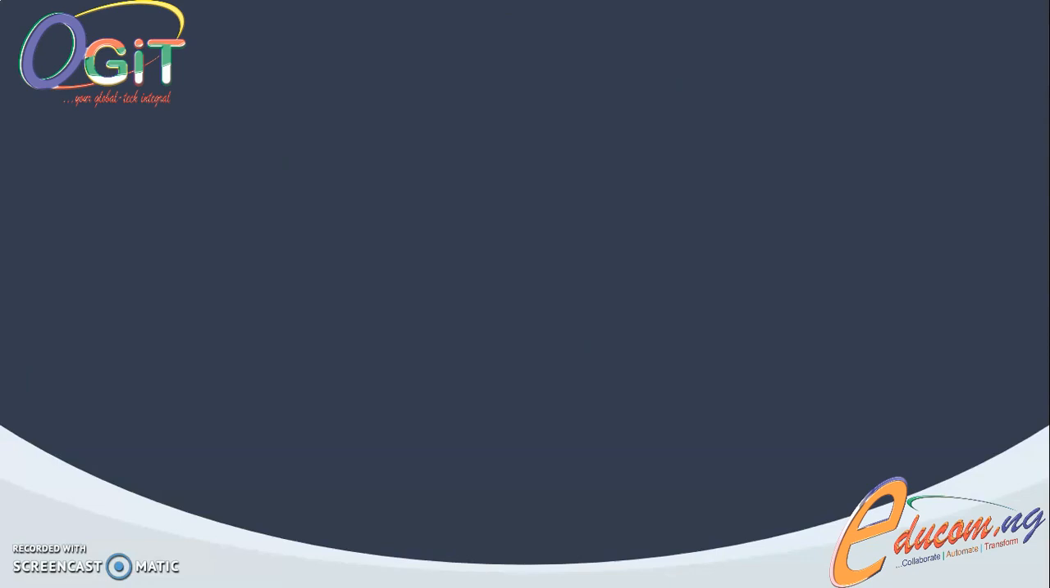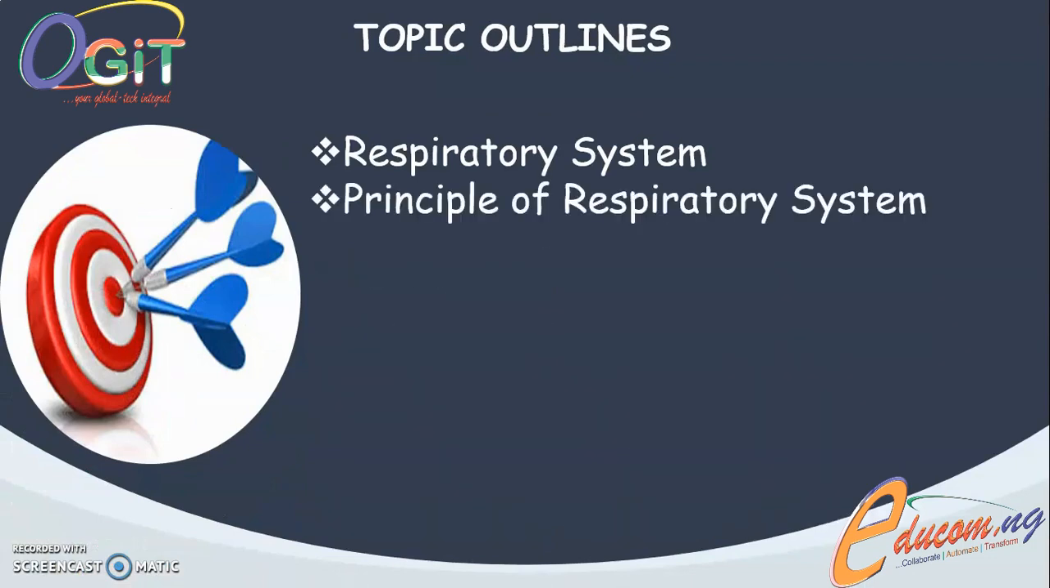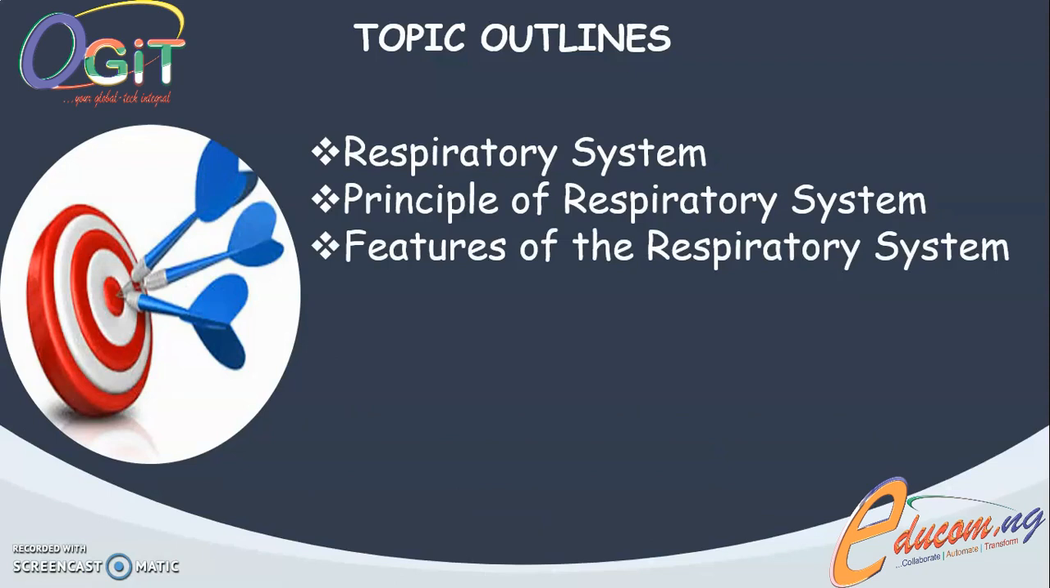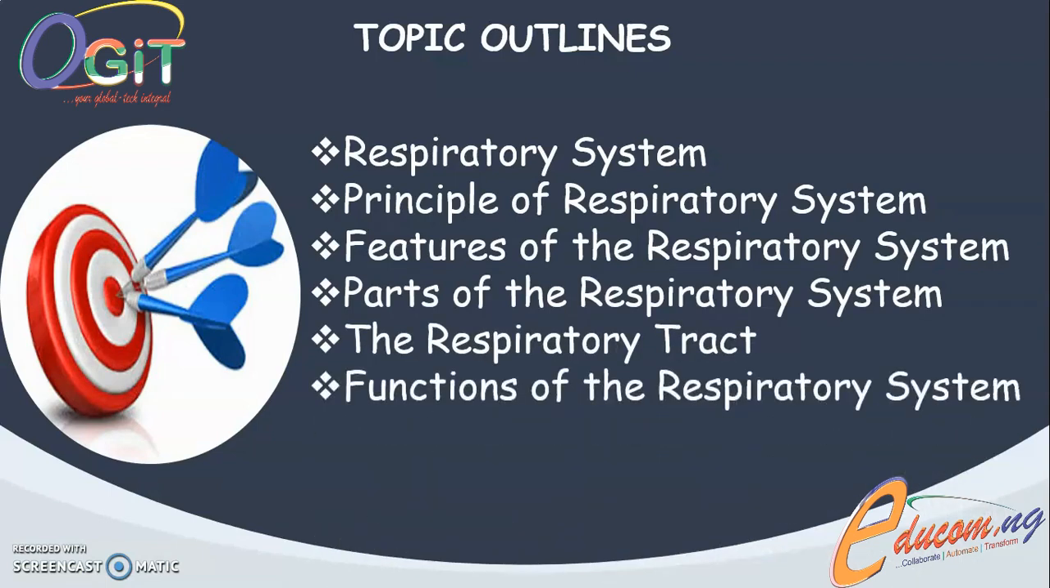There are going to be 6 outlines for today's class. The first outline is respiratory system, followed by the principle of respiratory system. Also, the features of the respiratory system. I'll be talking about the parts of the respiratory system, then the respiratory tract, and to cap it off, the last outline for today's class will be the functions of the respiratory system.